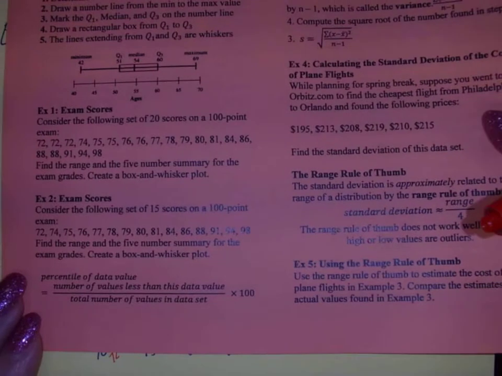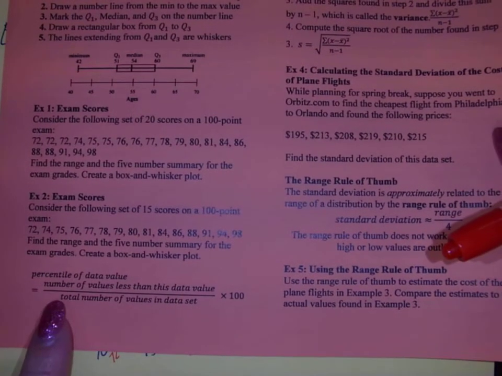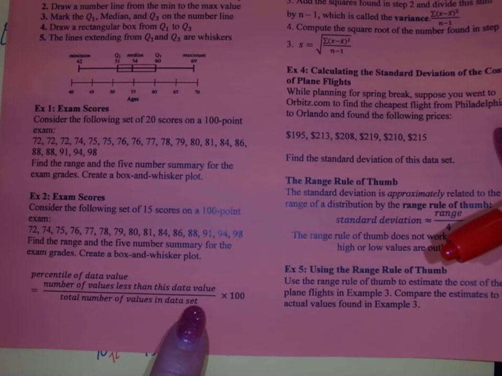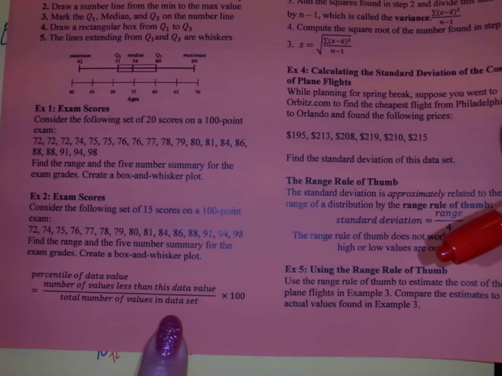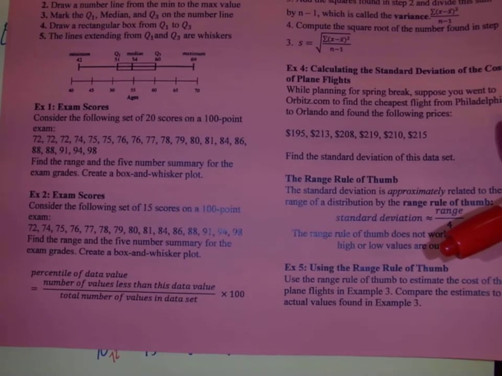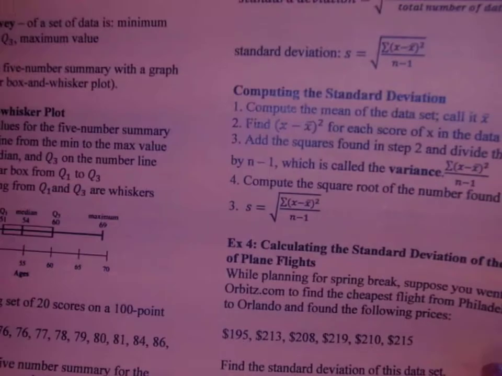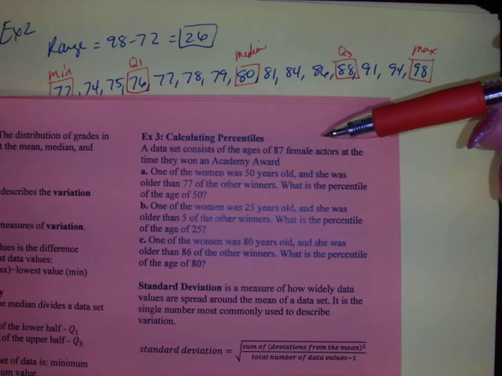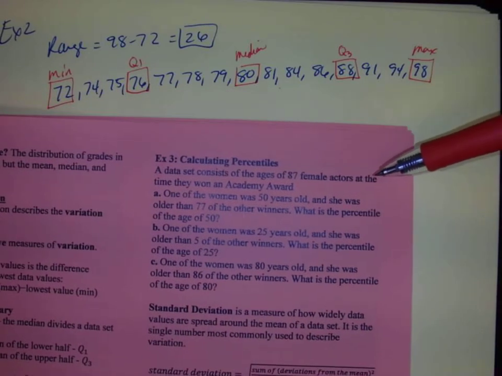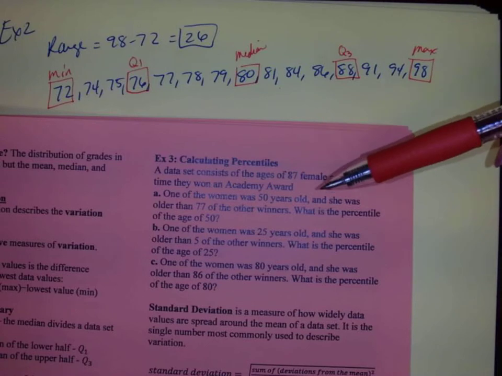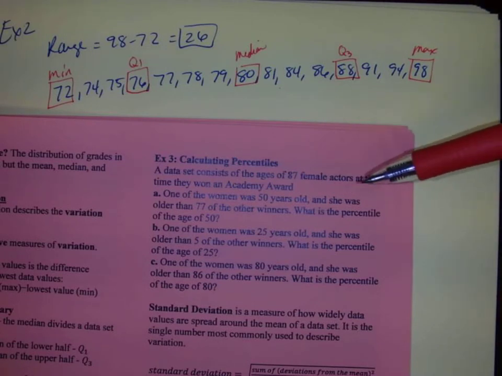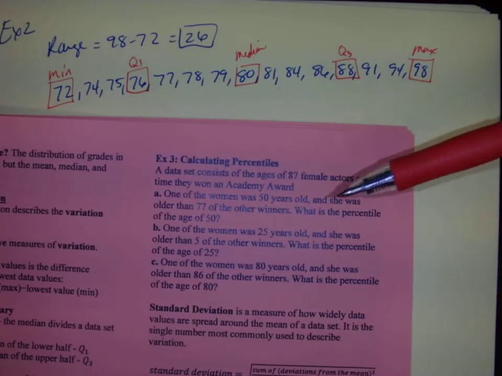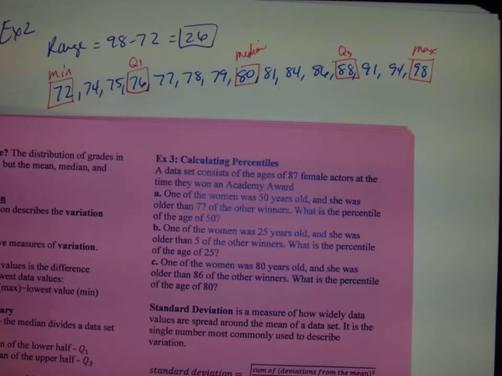All right, so now we're going to talk about percentile of data value. It's the number of values less than this data value over the total number of values in a data set. All right, and then we're going to multiply by 100. So a data set consists of the ages of 87 female actors at the time they won an Academy Award. One of the women was 50 years old, and she was older than 77 of the other winners. What is the percentile of the age of 50?